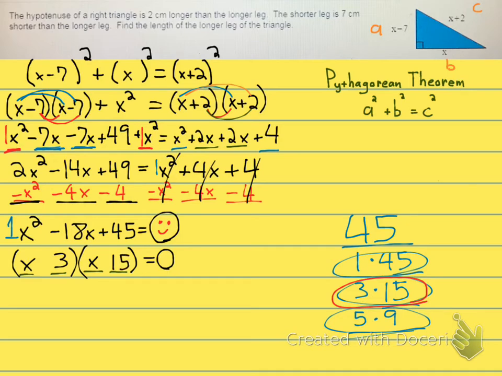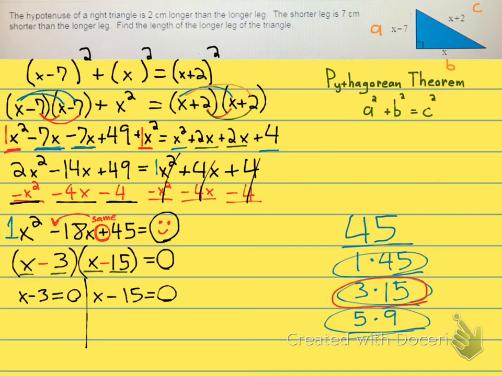Let's look at the signs. This plus tells me that they are the same signs. If it's a plus, they're the same. If it's a minus, they're different. And since they're the same, I'll look back here to find out that they are both negative. Okay, I have factored completely for my quadratic equation. Now it's time to set all my factors equal to 0 and solve. x minus 3 equals 0. x minus 15 equals 0.